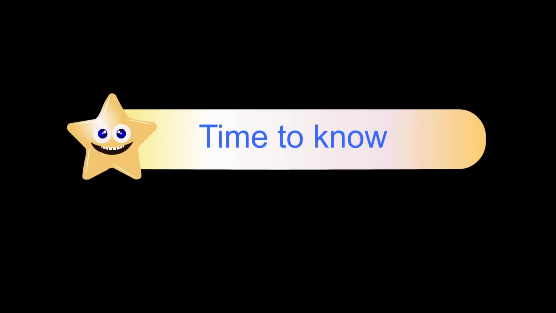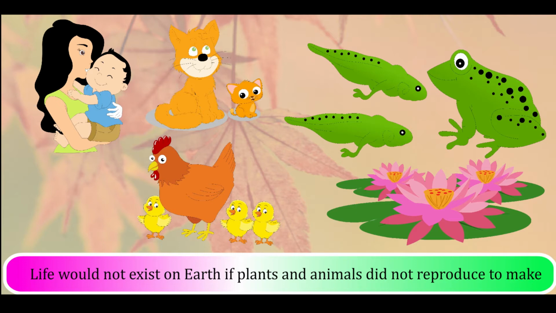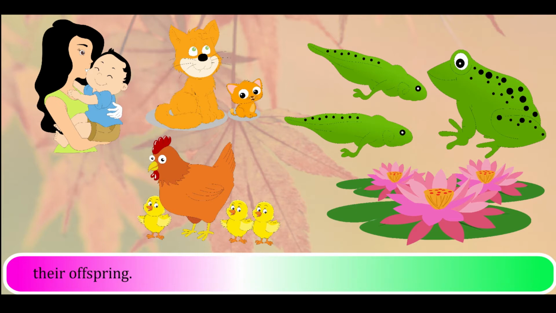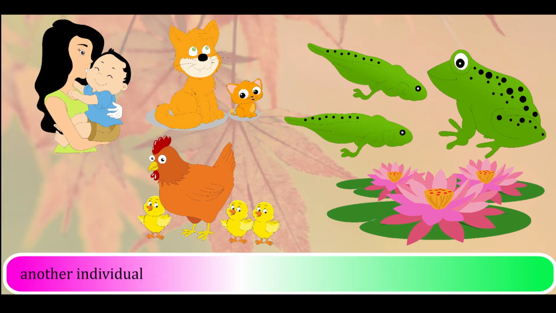Time to know. Reproduction is one of the most characteristic features of living organisms. Life would not exist on Earth if plants and animals did not reproduce to make their offspring. By reproducing, a living organism can be sure that there is another individual of its kind to take its place when it dies. In this way, a species of organism guarantees its survival.